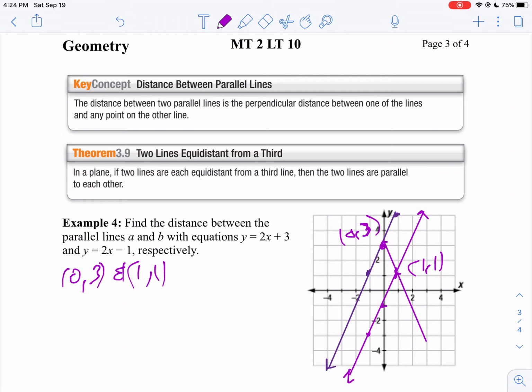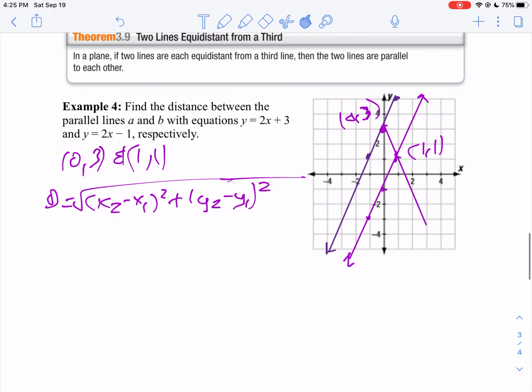So let's use our distance formula. Distance is: subtract the x's and square them, subtract the y's and square them. So we're going to say 1 minus 0, squared, plus 1 minus 3, squared. I did the y's first there, but we want to keep the same order.